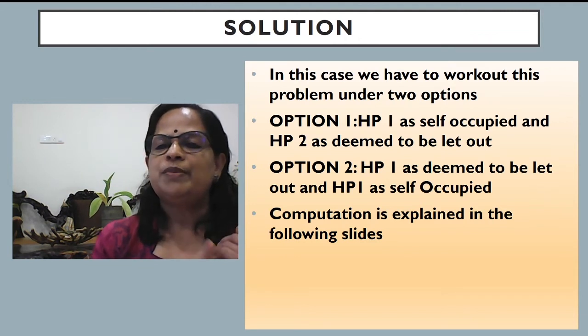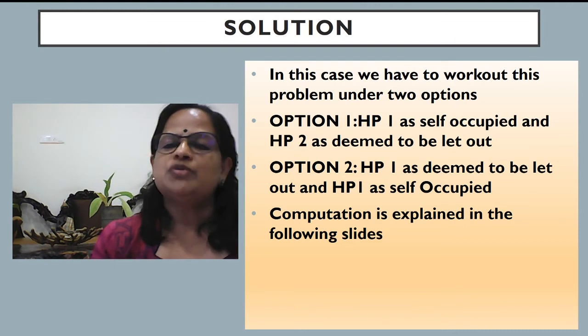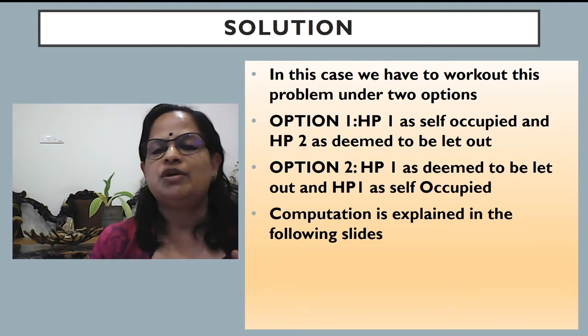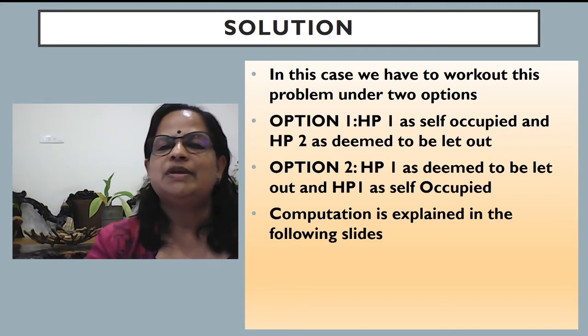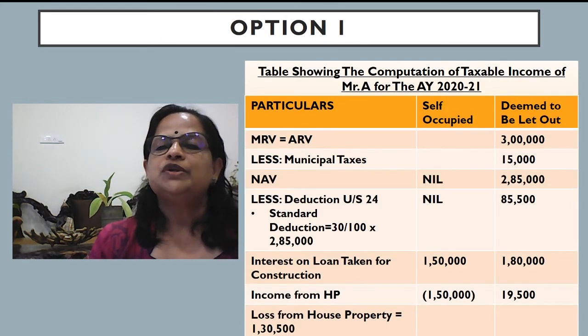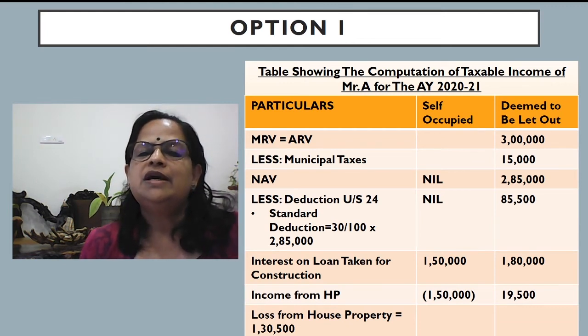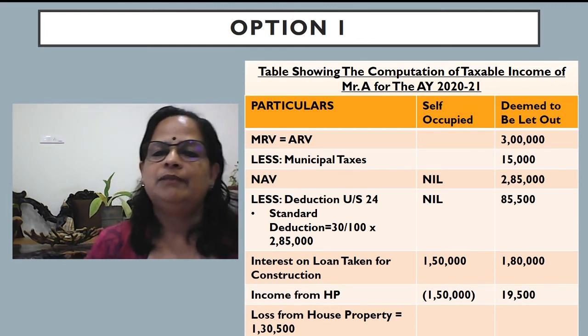Option 1, house property 1 is self-occupied, house property 2 is deemed to be let out. Second option, house property 1 is deemed to be let out, house property 2 is self-occupied. In the following slides, I am explaining the computation. So, first one as self-occupied. Self-occupied meaning you have to remember that net annual value will be nil.